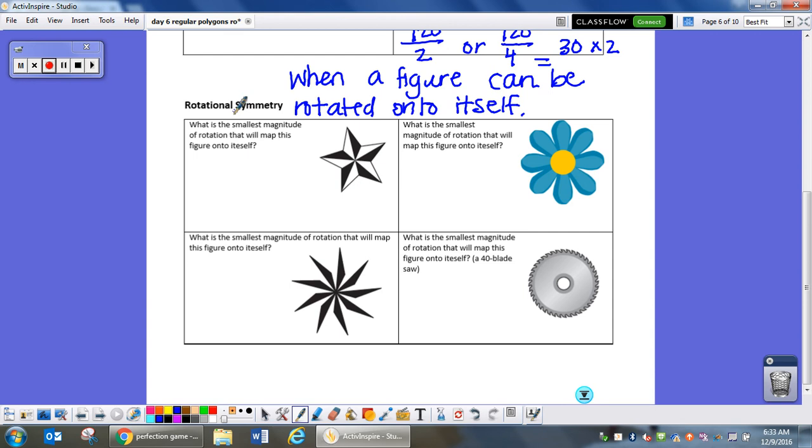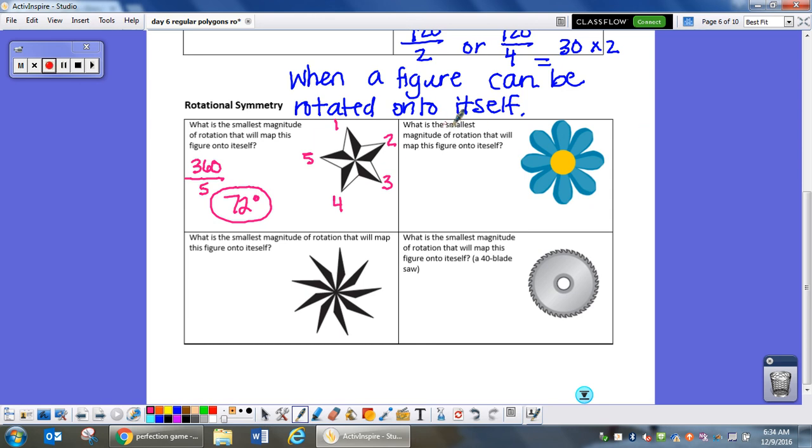So you want to know what's the smallest magnitude of rotation that will map this figure onto itself. So if you were thinking about turning that figure, how many degrees would you have to turn it so it would still look exactly like it does? All you have to do here is count how many petals or pricks or whatever you want to call them there are. So there's 5 there, and all you do is 360 divided by the number of petals, or whatever they are. Okay? And there you go. That means you'd have to turn that star 72 degrees to be back in its exact spot.